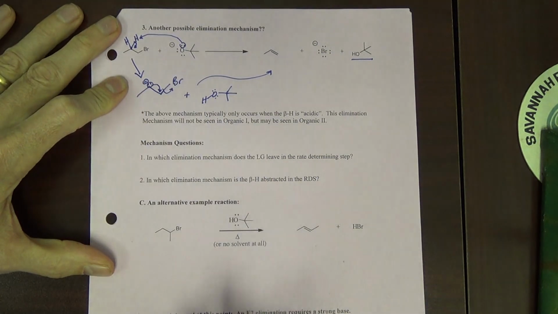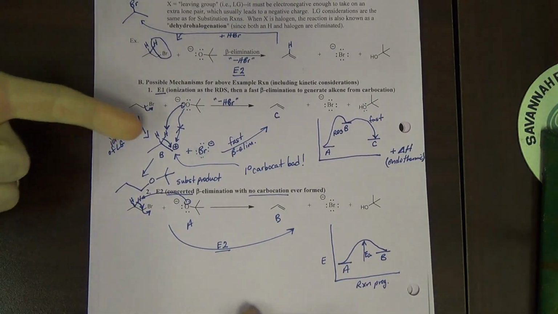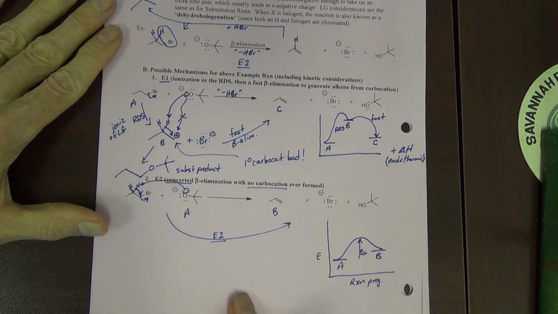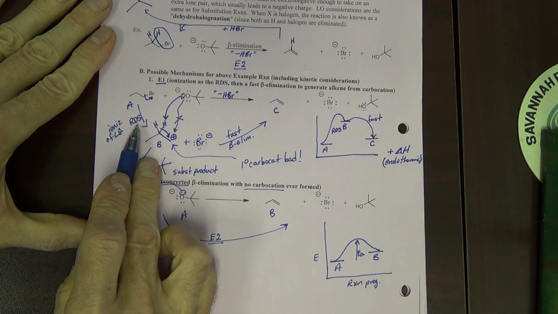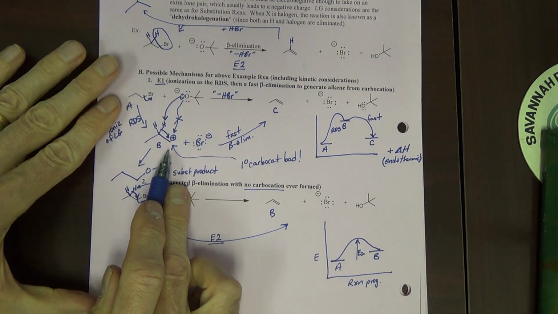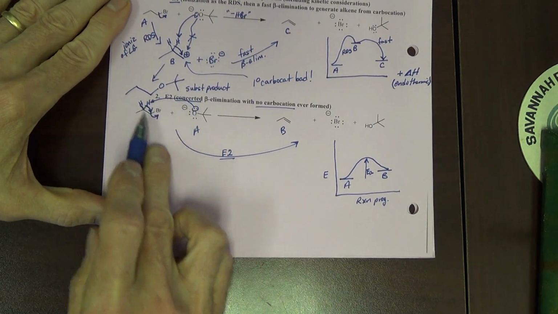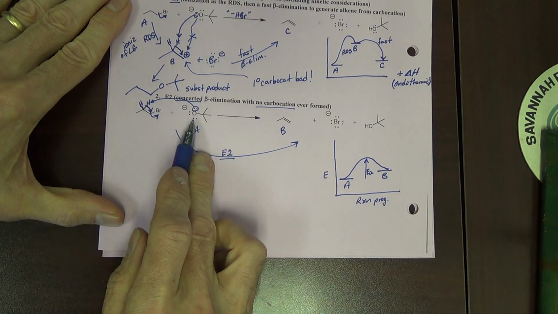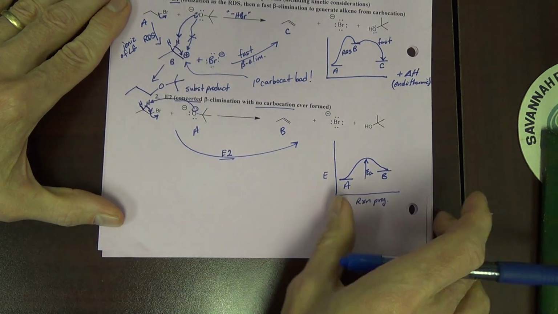Now let's look at this leaving group. Okay, back over here. In which mechanism does the leaving group leave in the rate determining step? E1. What is the rate determining step? Leaving group leaves. E2. What is the rate determining step? Well, it's all concerted. Base takes H, electrons fall in, and leaving group leaves. Leaving group leaves in both rate determining steps.